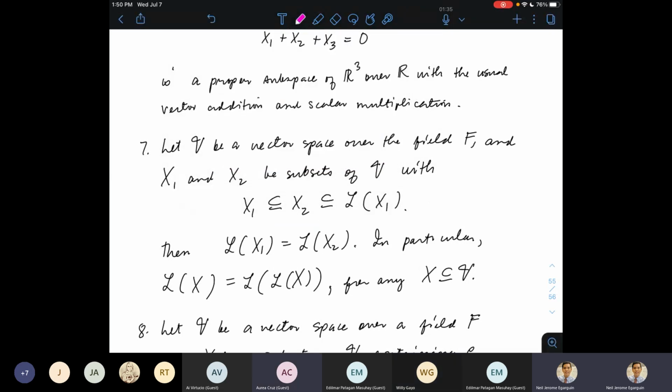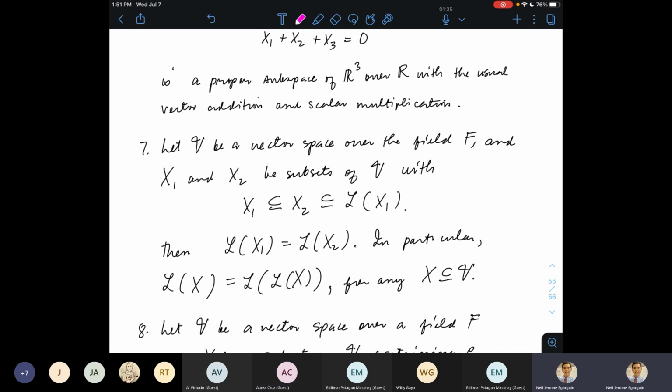Sir, when proving equality, we can show that curly L of x1 is a subset of curly L of x2, and curly L of x2 is a subset of curly L of x1. Yes. Sir, about the last part, this one in particular. For the in particular part, you just need to choose what x1 and x2 are.